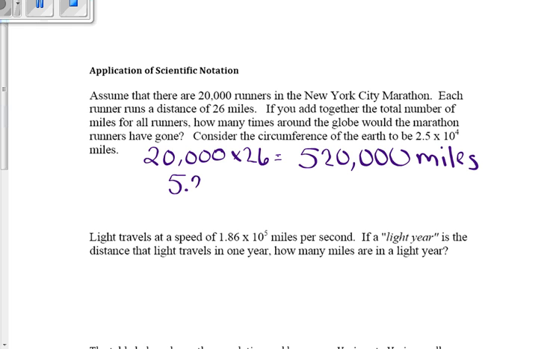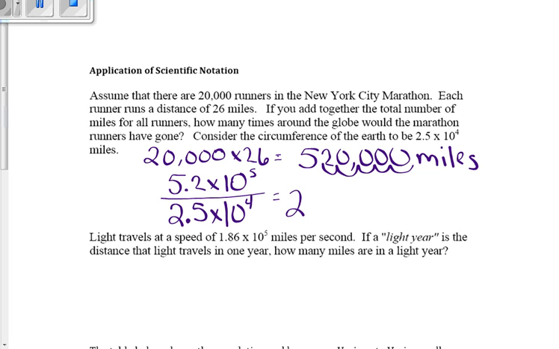So 5.2 times 10, and remember, 1, 2, 3, 4, 5, 10 to the fifth, divided by 2.5 times 10 to the fourth. And when we divide this out, we're going to have 2.08 times 10 to the first power. So if we move it over once, they can go 20.8 times. That's pretty far, about 20.8 times around the globe.